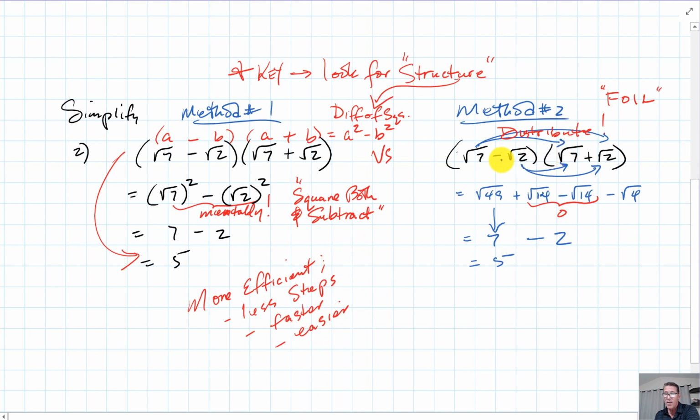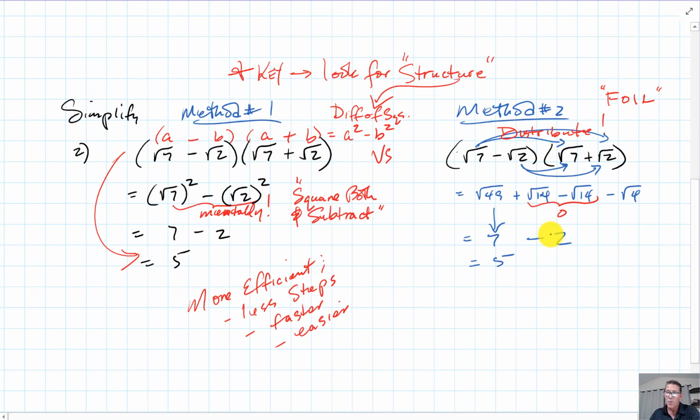So if distributing is easier for you and you can't see the structure yet because you're not experienced enough, then continue using method 2. But you're just going to take a lot longer than everybody else. This will take more time than anybody else. And I know that because I've been teaching for 29 years. I know that students that know method 1 are done in like 5 seconds. People that are doing method 2, 30 seconds or so. It's just a big difference.